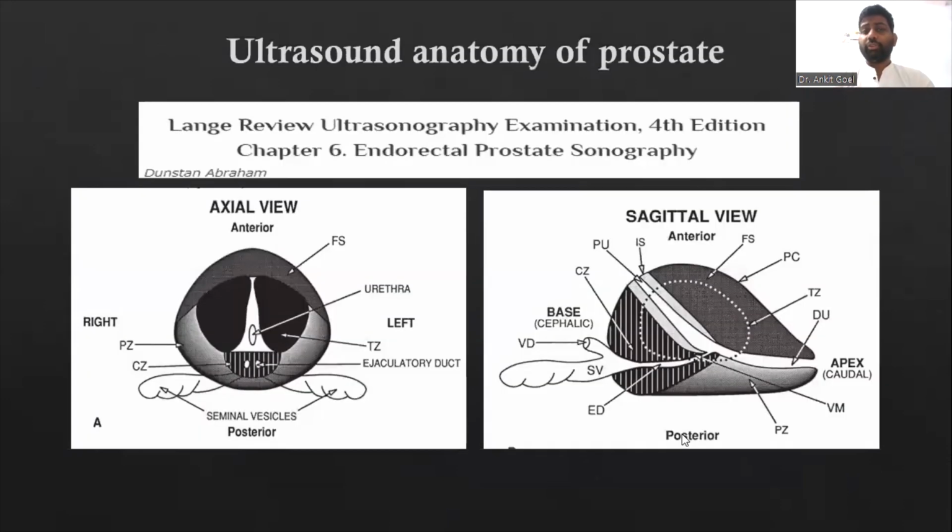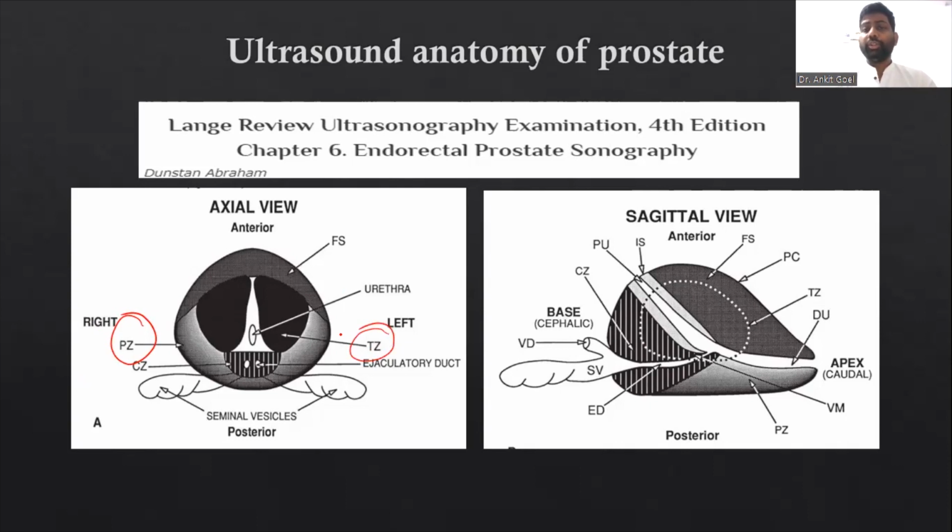When we talk about the transrectal ultrasound anatomy of the prostate, this is a very wonderful schematic representation by Dunstan Abraham in his review, where in the axial view, what we have to understand is that the color differences we can see here are basically the echogenic differences in the ultrasound. So we can see that the peripheral zone here is hyperechoic compared to the rest of the prostate. The transition zone is the most hypoechoic area of the prostate compared to the rest of the prostate.